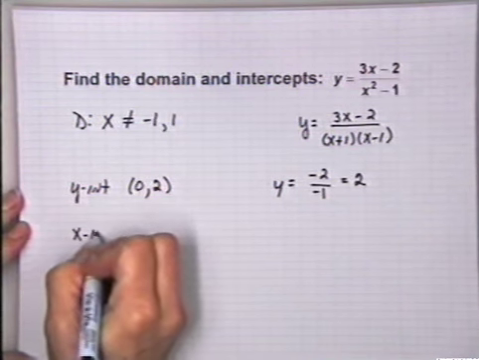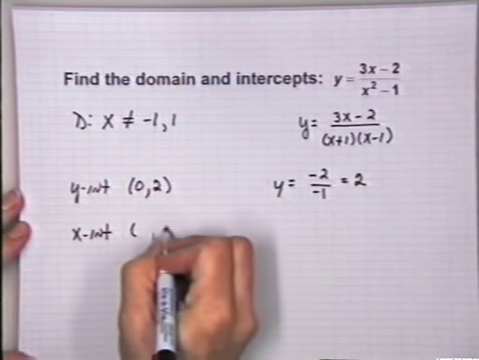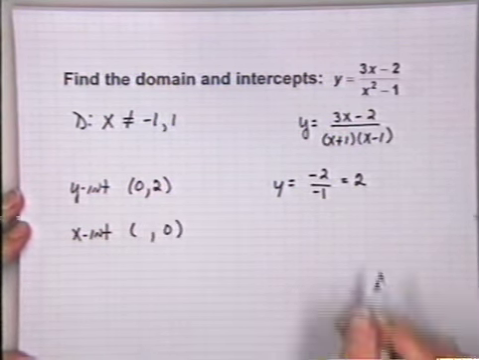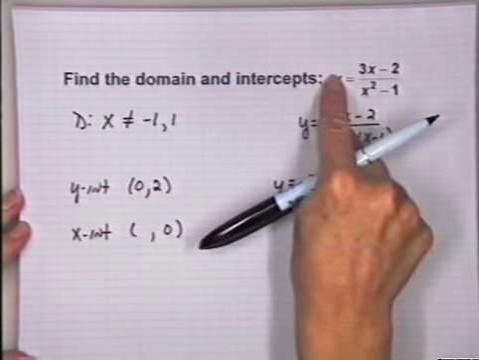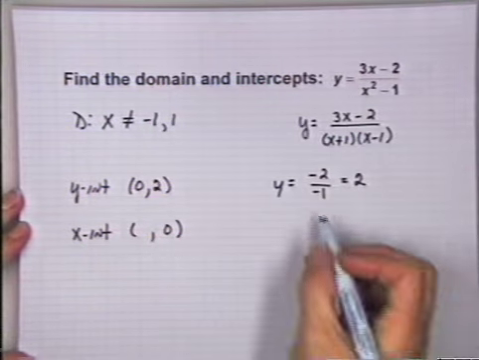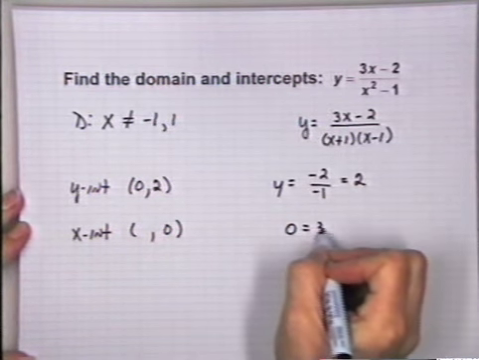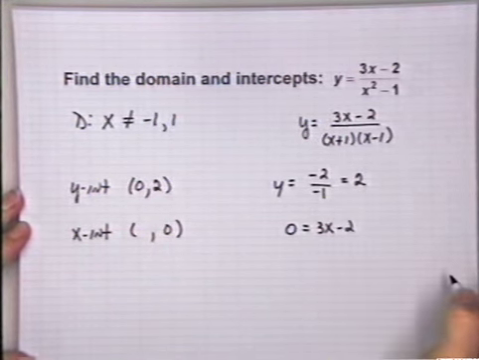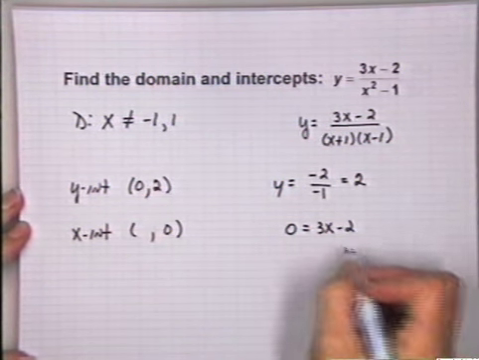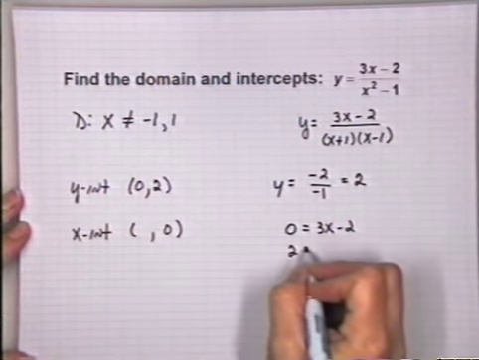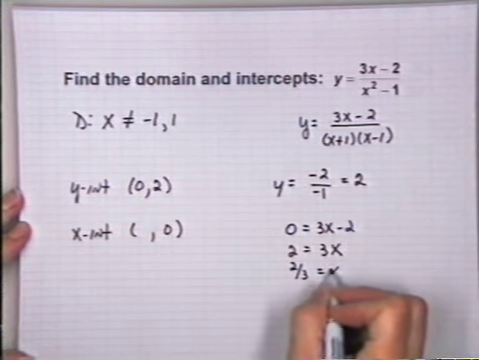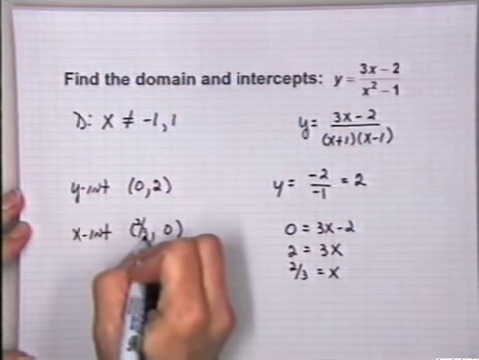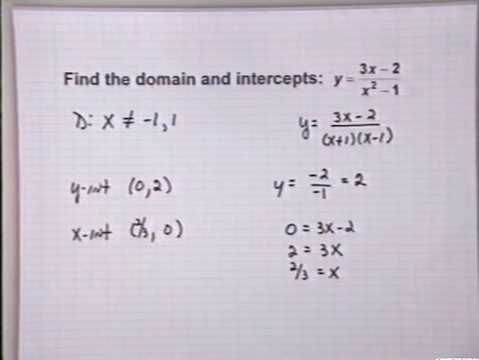Okay? Now, remember what we're going to do on x-intercept. We're choosing y to be 0. If y is 0, my fraction is 0, what do we know? It's the numerator that must be 0. So 0 would equal my numerator of 3x minus 2. And now we'll solve for x. Let's add 2. And then, of course, divide by 3. And so our x-coordinate is 2/3. My x-intercept is 2/3, 0.